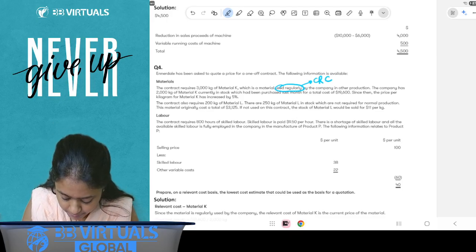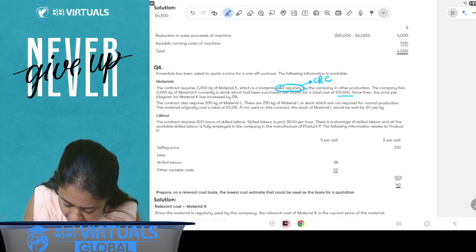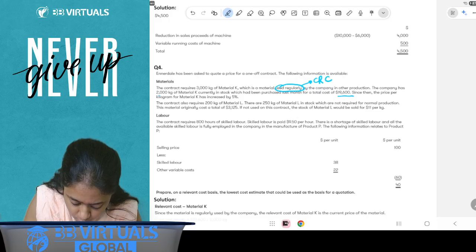How will I get the current price? Not 19,600, that is the total cost for 2000 kgs. Can we get the cost per kg?